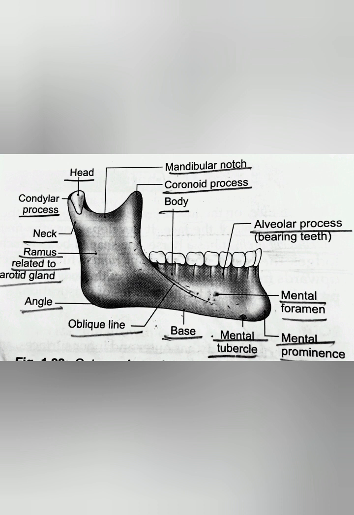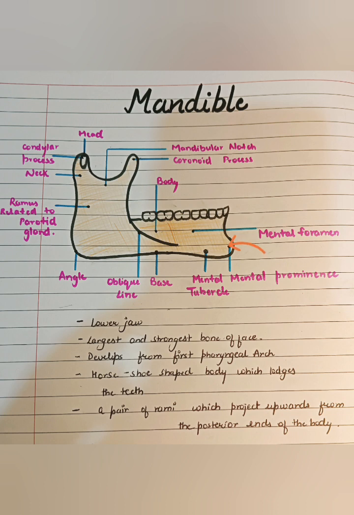First, we will see the outer surface, which presents the following features. First, there is a mental prominence, which is also called the mental protuberance. Here, mentum means the chin. So this is present on the chin area, and it is a median triangular area which projects in the lower part of the midline of the chin region.